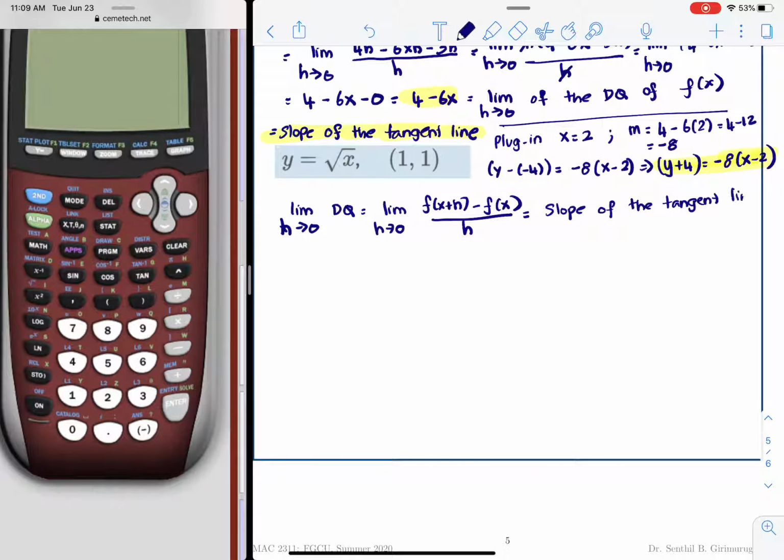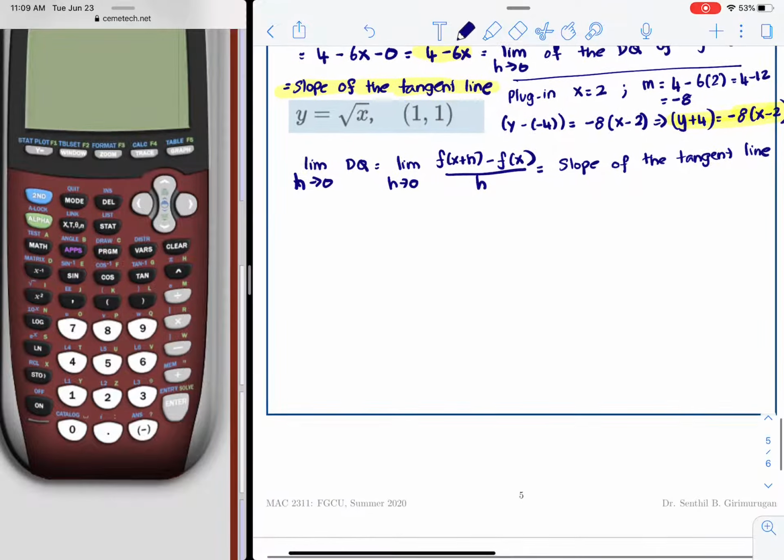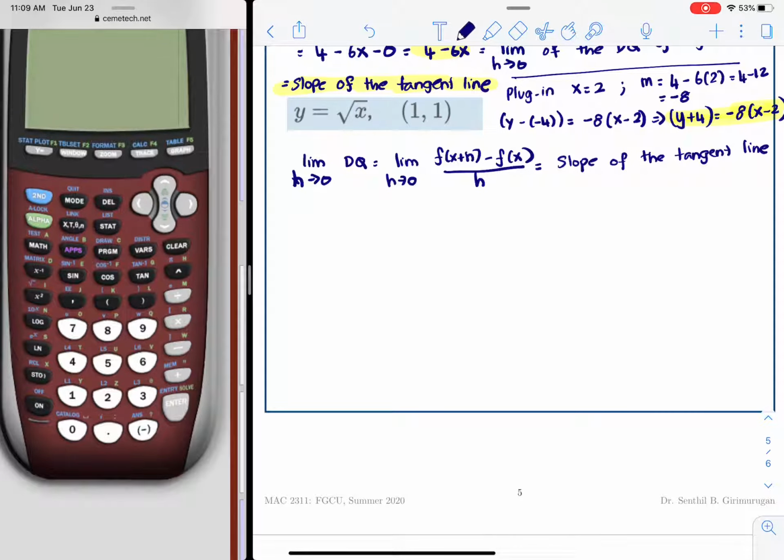So we have the point already. If we find the slope, then we can put it in the point slope form, and if we can put it in the point slope form, we could write it in the slope intercept form. So let's see. Limit as h approaches 0 of square root of x plus h minus square root of x, divided by h.